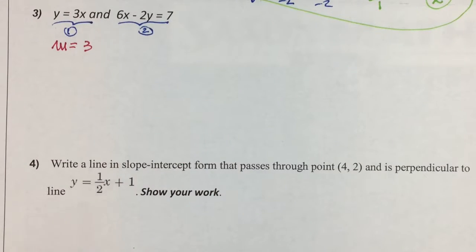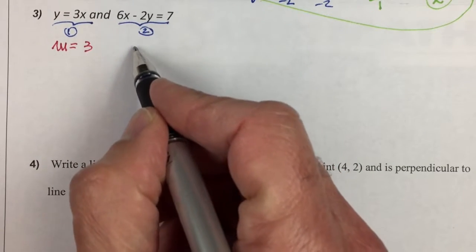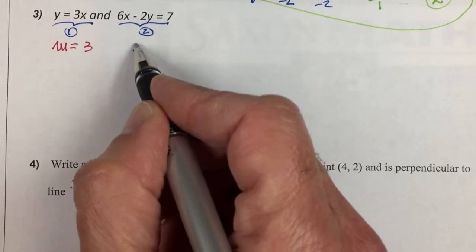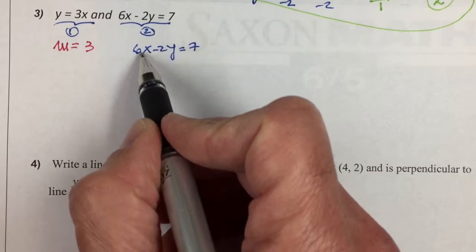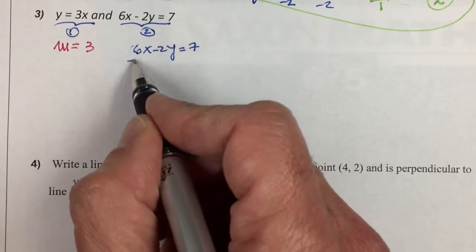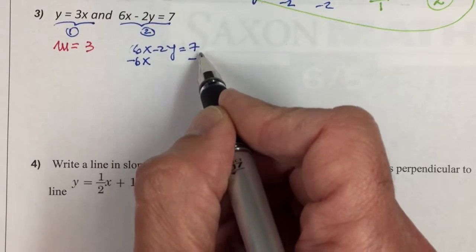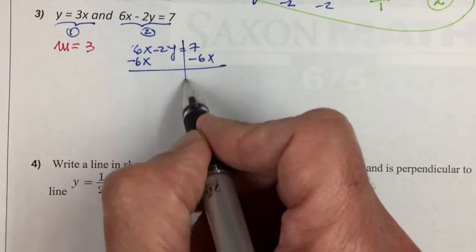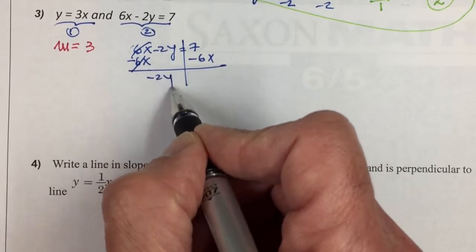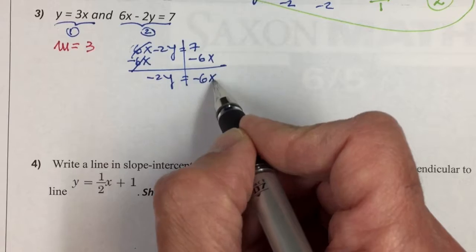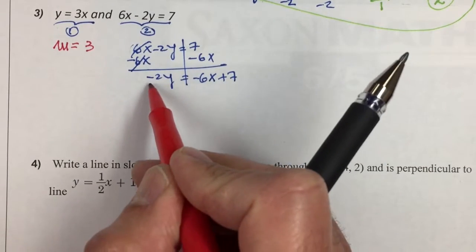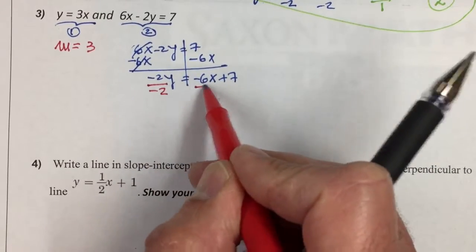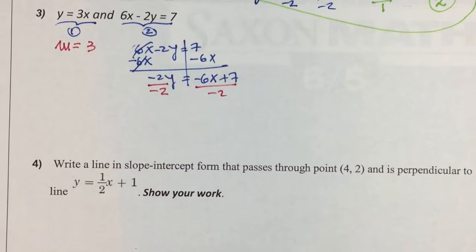Now in the second one, I have to work a little bit more, so I'm going to rewrite it here: 6x minus 2y equals 7. Then I'm going to move this 6x to the other side by subtracting 6x on both sides. So this goes away. Negative 2y equals negative 6x plus 7. Now see what happens here. I have the negative 2 multiplying the y, so I'm going to divide by negative 2 on both sides.